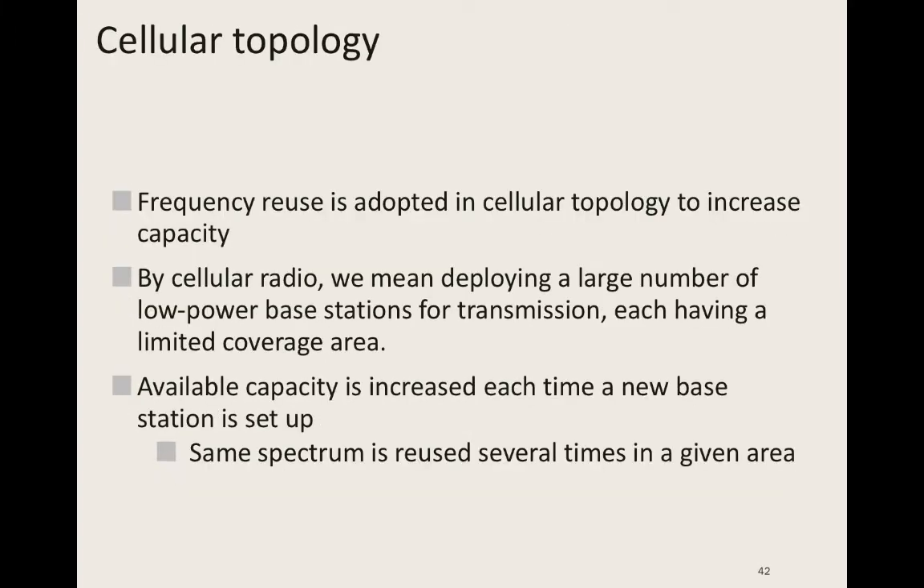The cellular topology has some requirements. Frequency reuse happens in cellular topology to increase the capacity. By cellular radio, it means deploying a large number of low power base stations for transmission, each having a limited coverage, so they need to cover the cell area. Available capacity is increased each time a new base station is set up.